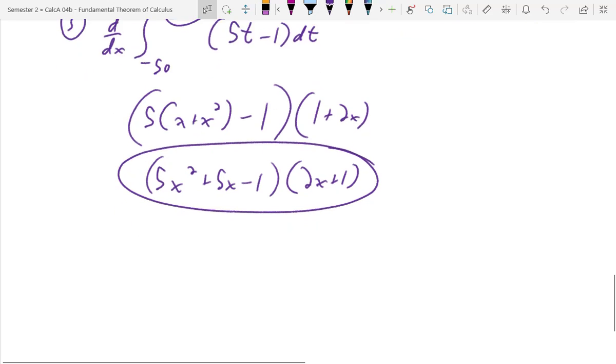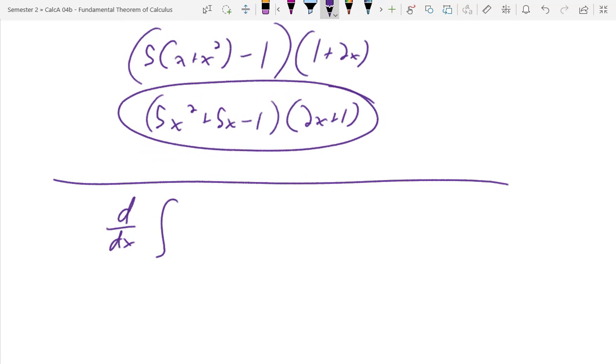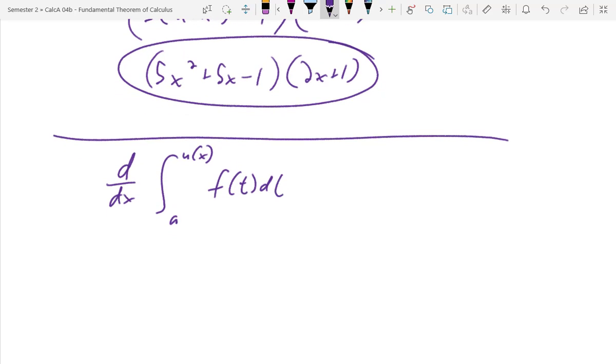So, to generalize on that, let's say that I have the derivative of the integral from a to u of x of f of t dt. So it's not a u, it's a function of u, or dt I should say. This is equal to f of u of x, but then times what? Times u prime of x.